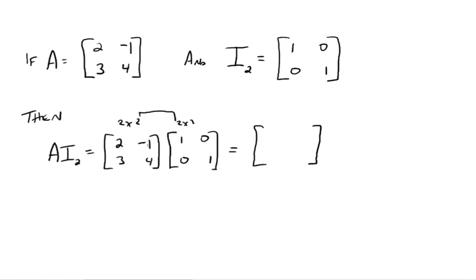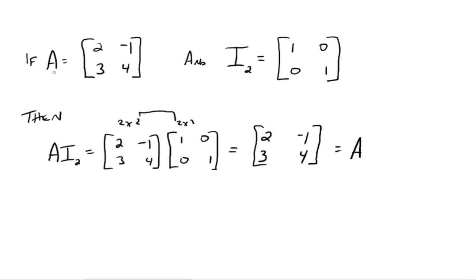So you multiply it. 2 times 1 is 2, plus 0, so that'd be 2. And then 2 times 0 gives negative 1. And 3 times 1 plus 0 is 3. And then 4. You get A back. That's why it's called the identity matrix.